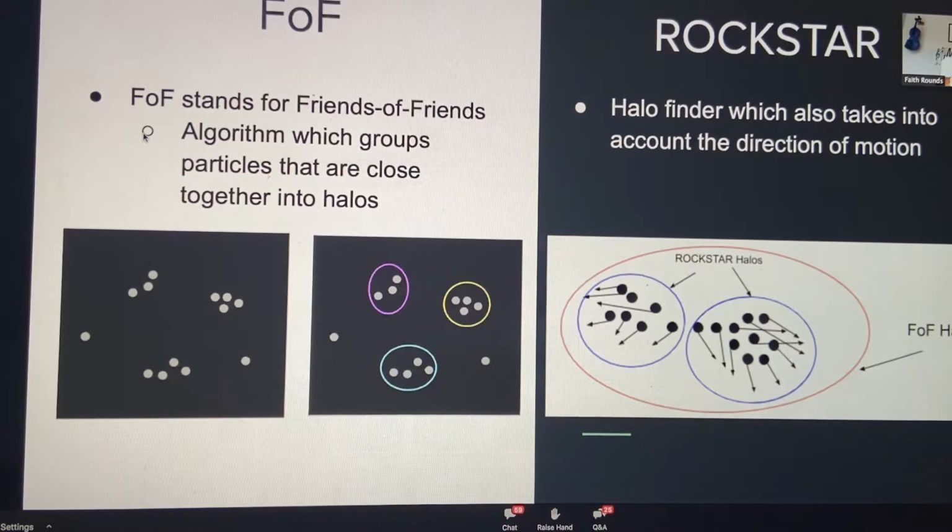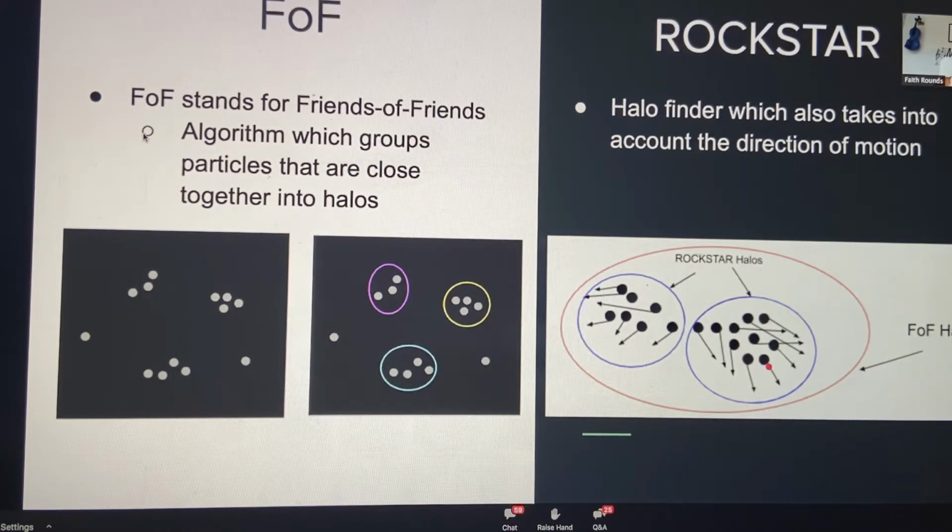Rockstar is a halo finding algorithm that groups particles together based on their distance and direction. So particles headed in the same direction and that are close together are grouped into a halo. This results in less arbitrary halo shapes and more accurate halo groupings.